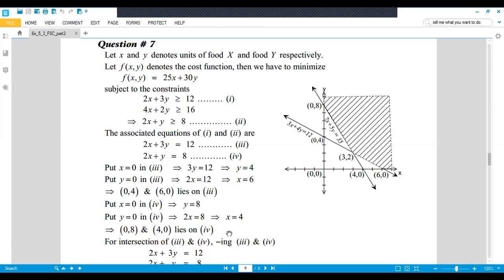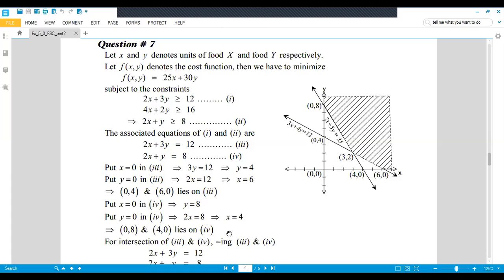The statement of question number 7 is not written here. Your textbook should be with you, then you can easily understand the statement. You have been given two types of foods, one represented with capital X and the other with capital Y. Each unit of food X costs rupees 25 and contains 2 units of protein and 4 units of iron, while each unit of food Y costs rupees 30 and contains 3 units of protein and 2 units of iron.